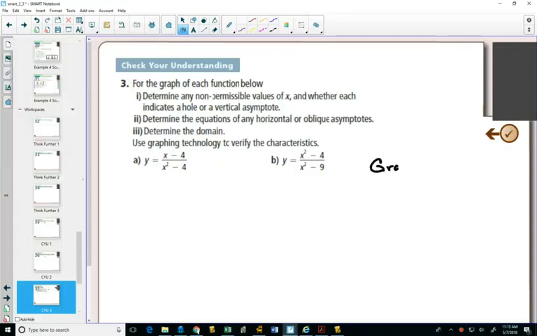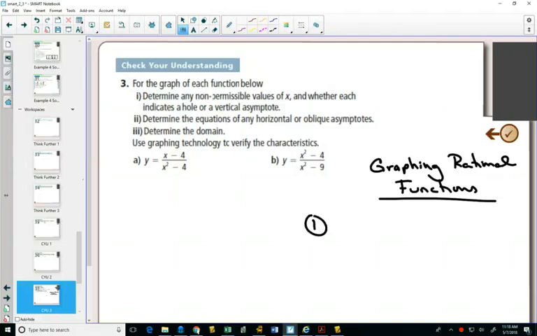And to start off, we'll just review the steps we've been using to graph rational functions. The first thing we looked for was our non-permissible values, and then we're trying to determine if those non-permissible values are holes or vertical asymptotes. If they're holes, that's when things simplify, and then you'll graph whatever new equation you get after simplifying. If nothing simplifies, then all your non-permissible values will be vertical asymptotes.